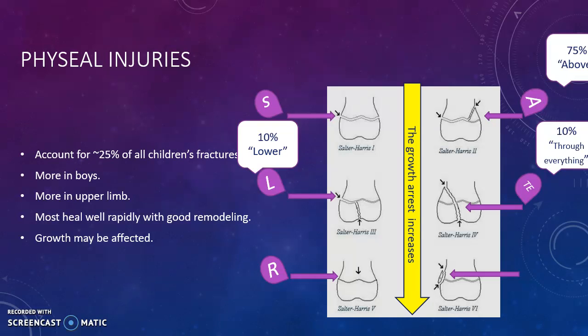So what is the importance of this classification? Growth arrest increases in this order. Starting from Salter-Harris 1, there is minimal or no growth arrest, and it increases as the class of Salter-Harris type increases up to 6, where there is maximum growth arrest.